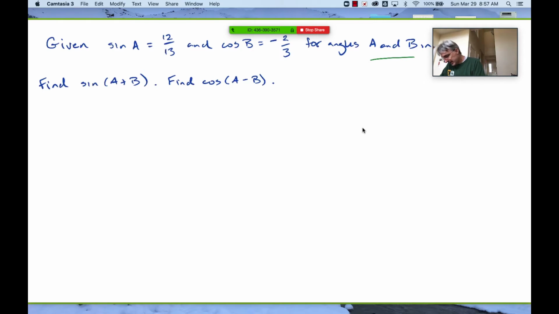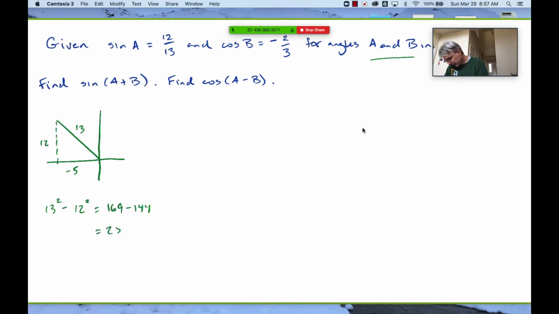So for angle A, I'm given the sine of A is 12 over 13, so I know the opposite side is 12, and the hypotenuse, the R value, is 13. So I need to find this missing side. So essentially I'm doing 13 squared minus 12 squared, equals 169 minus 144 equals 25. And so then the square root of 25 is plus or minus 5. And so that's where that minus 5 is coming from. And so I have that picture for A.